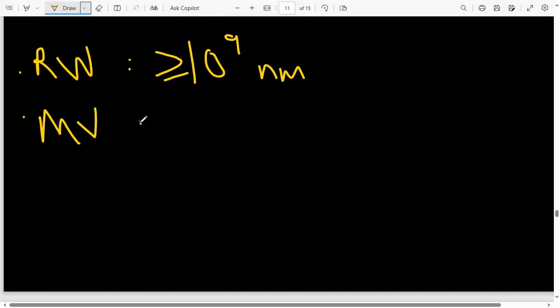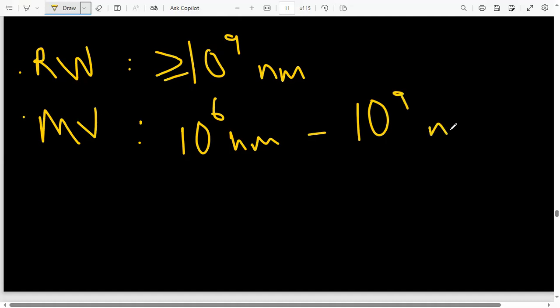And then microwave ranges from 10 to the power 6 nanometers all the way to 10 to the power 9 nanometers. Anything in between these two values, when they ask you what type of radiation this is after you found the wavelength, then it's a microwave.